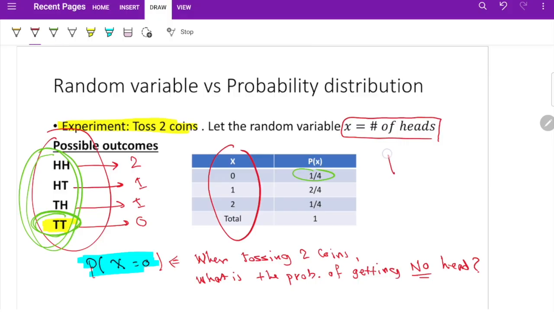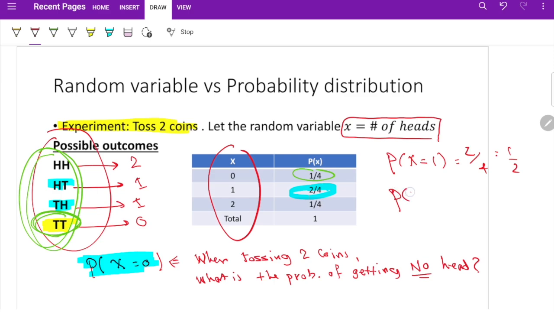What if I ask you, what is the probability of X equals 1? What does this mean? It means when tossing 2 coins, what is the probability of getting 1 head? We are getting 1 head here. We are getting 1 head here. So how many times did we get 1 head from the 4 different outcomes? We have 2 out of 4. So the answer here is 2 over 4, which is half.